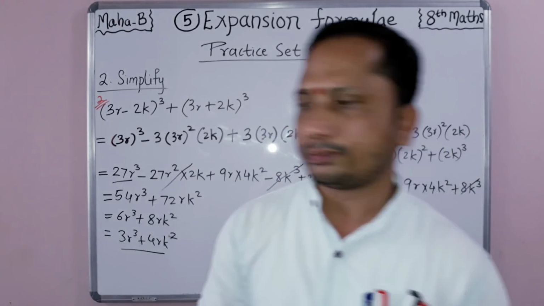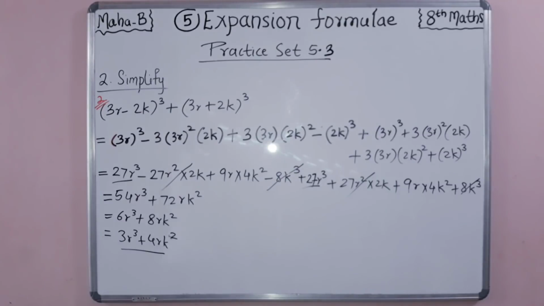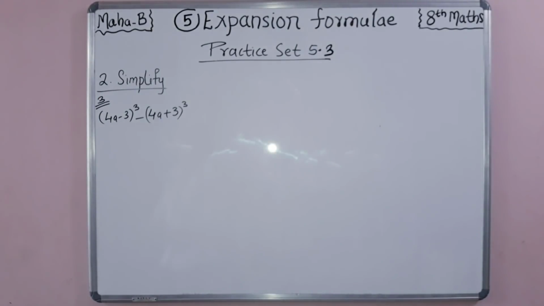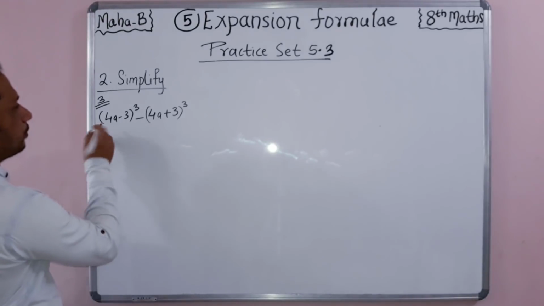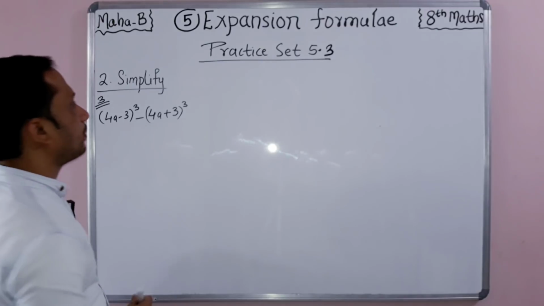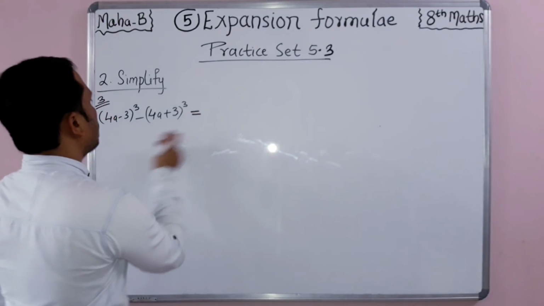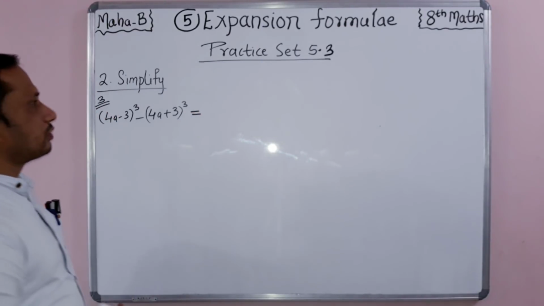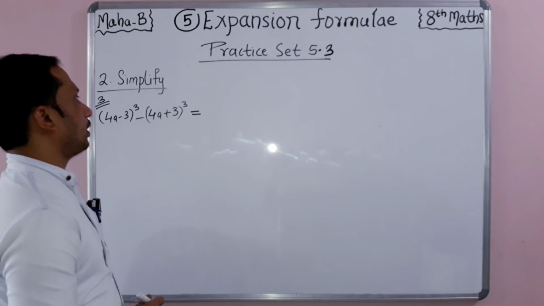Okay students, see this is our third problem. (4a minus 3) bracket cube is there, minus (4a plus 3) bracket cube is there. So in the first case, we are going to use the first formula, (a minus b) bracket cube.